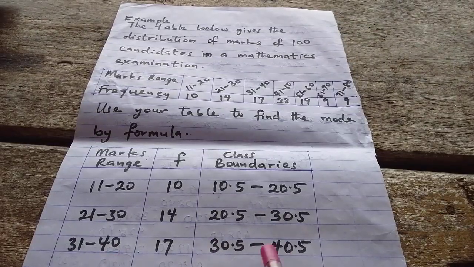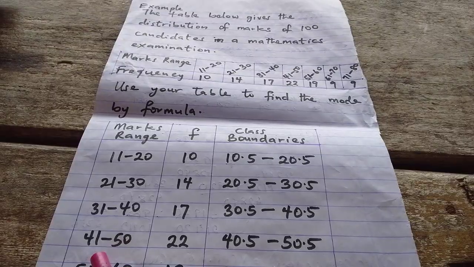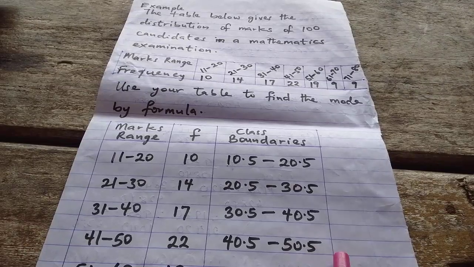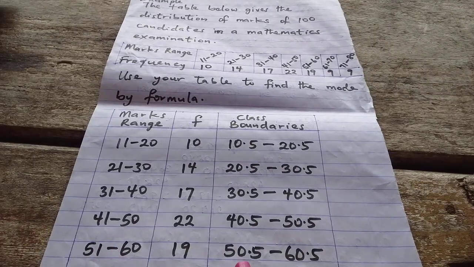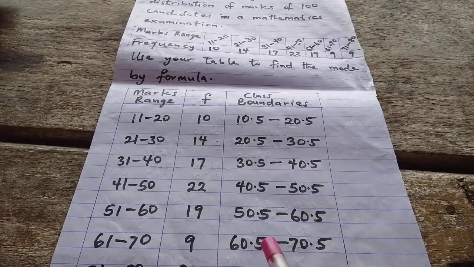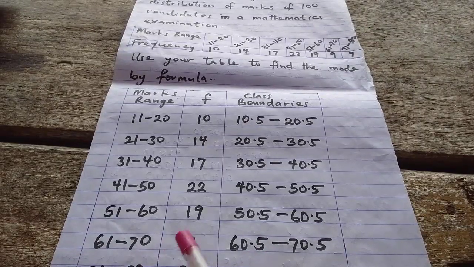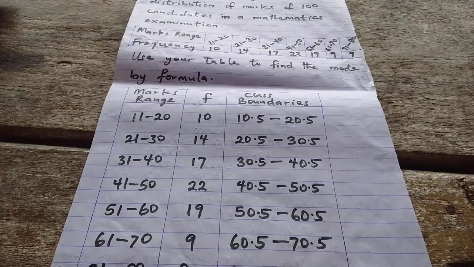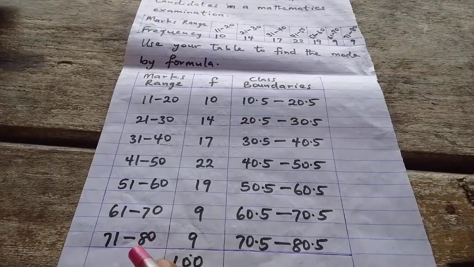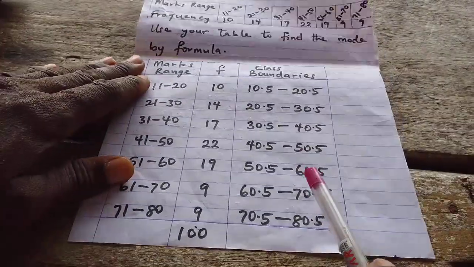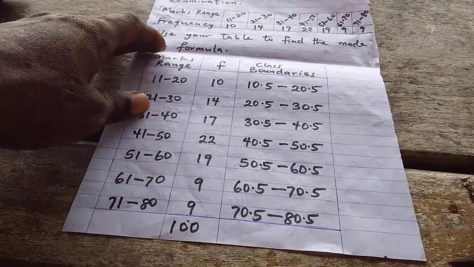40 plus 0.5 is 40.5. 41 minus 0.5 is 40.5. 50 plus 0.5 is 50.5. 51 minus 0.5 is 50.5. Then 60 plus 0.5 is 60.5. 61 minus 0.5 is 60.5. 70 plus 0.5 is 70.5. 71 minus 0.5 is 70.5. Then 80 plus 0.5 is 80.5. So you get the class boundaries.